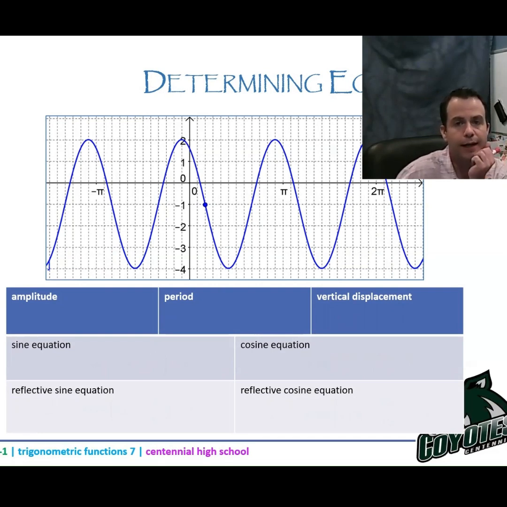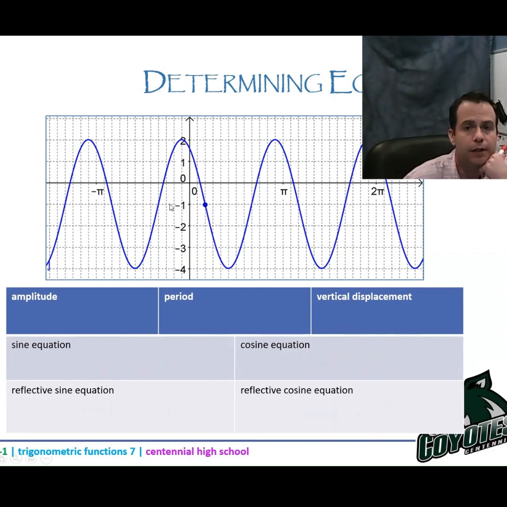Okay, so when I take a look at this, right away my eyes always go to that midline. I know I have a midline here of -1. So that's going to be my vertical displacement. My vertical displacement will be -1, and I know that the D value is -1.